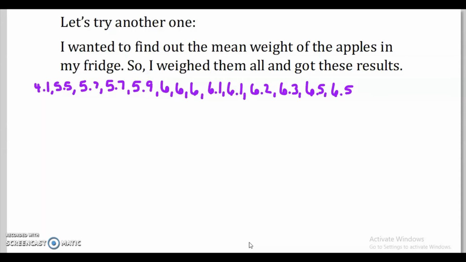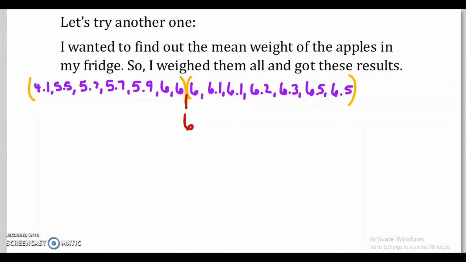So let's figure this out. First things first, we need to find our median. And we have 1, 2, 3, 4, 5, 6, 7, 8, 9, 10, 11, 12, 13, 14 data points, which means we're not going to have an exact middle, but we're going to have 2 halves. So there's our bottom half, and there's our top half. And so what is our median? Our median is going to be right smack dab in the middle of those 2 halves. Well, we're lucky because one side is 6 and the other side is 6. So if I added them together and divided by 2, my median is still going to be 6.